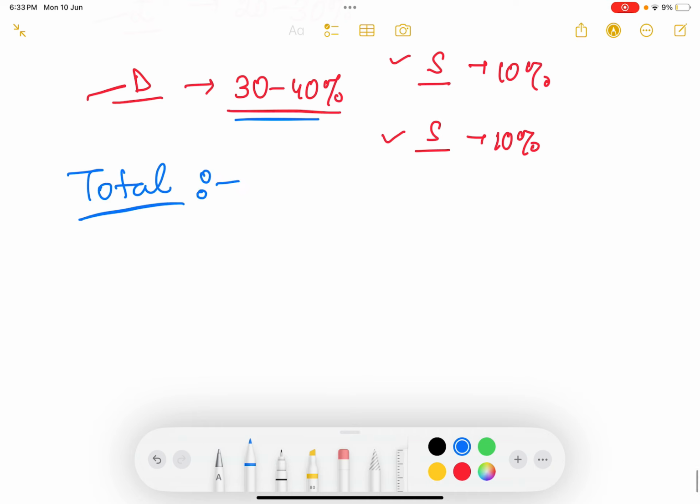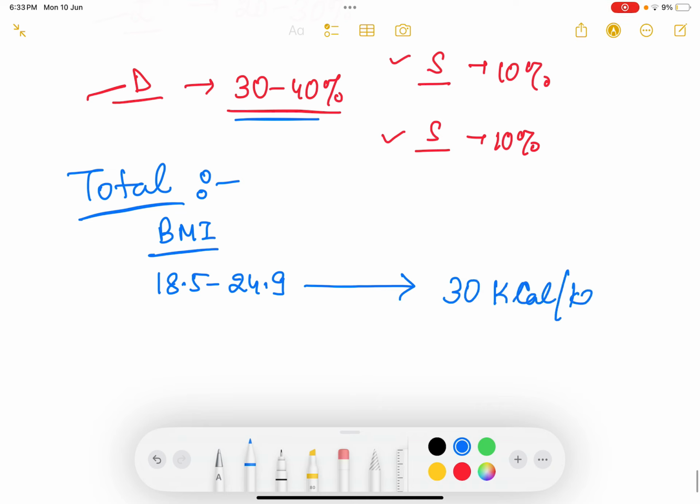That you will calculate depending upon the BMI of the patient, body mass index of the patient. Normal BMI is 18.5 to 24.9 kg per meter square. So if the BMI is normal, then you give 30 kilocalories per kg per day. Normally, if you consider the average weight of an Indian is 60 kg, then 60 into 30 roughly amounts to 1800 kilocalories. So 1800 kilocalories we generally recommend in pregnancy.